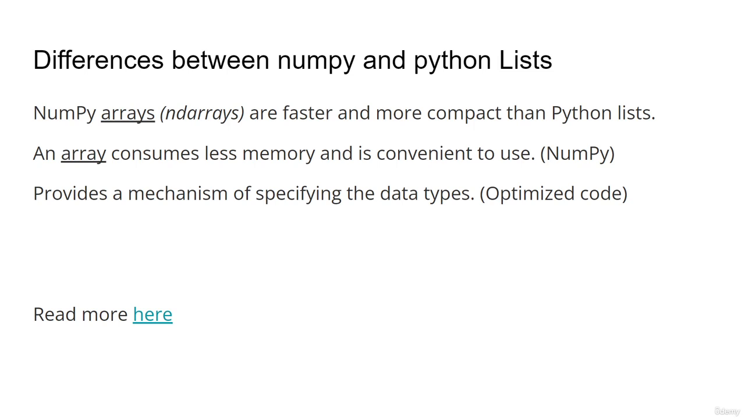The difference between NumPy and Python lists is that NumPy arrays are a lot faster and more compact than Python lists. An array consumes a lot less memory and is very convenient to use, and also has a mechanism for specifying the data types, which will lead to optimized code.